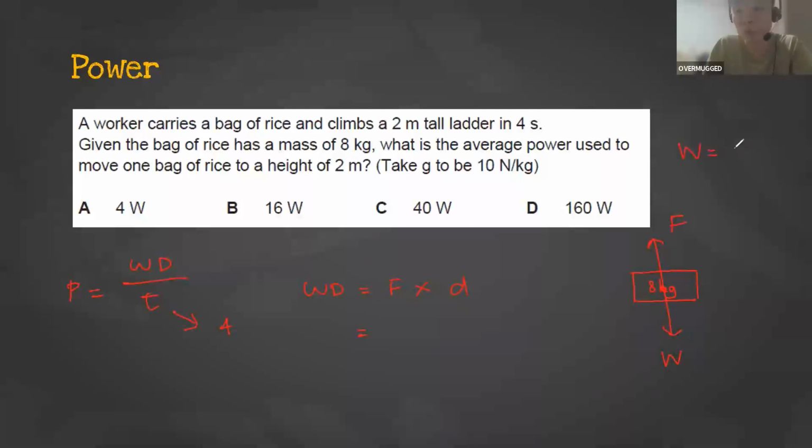What is weight? In chapter 4, weight equals mg, mass times gravitational field strength. So 8 times 10. And what's my distance? I'm trying to carry this rice to a height of 2 meter. Therefore, the work done is 80 times 2, which is 160 Newton, okay, let's use joules. Slowly process. Now I got my work done. I simply throw it inside the formula and then I will get 40 watts.